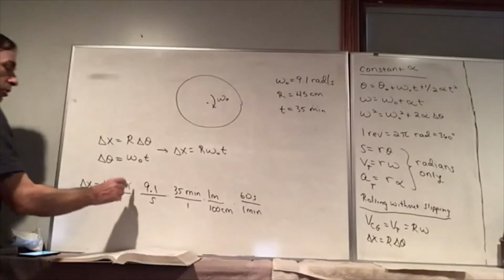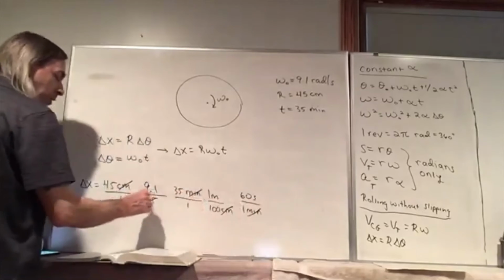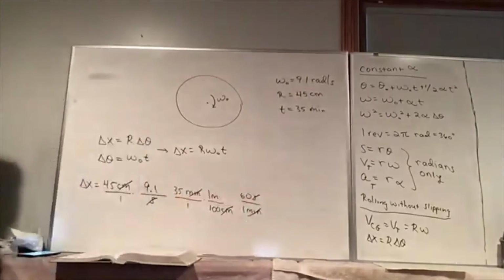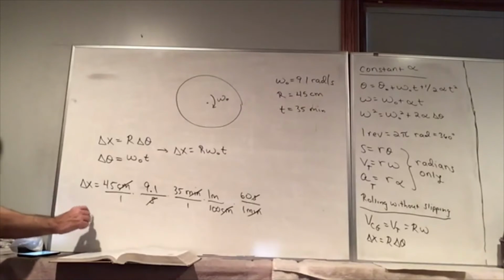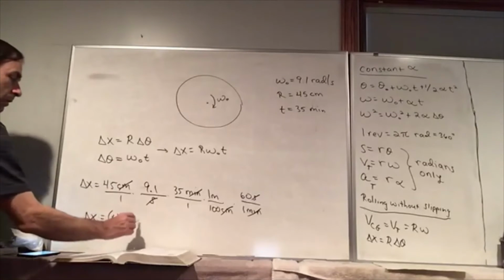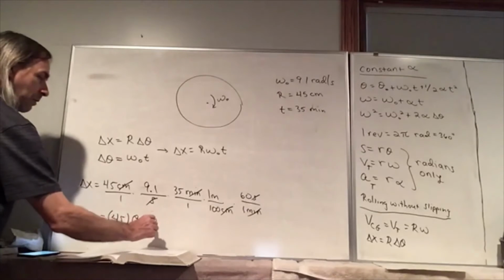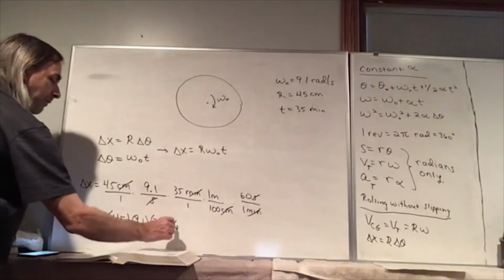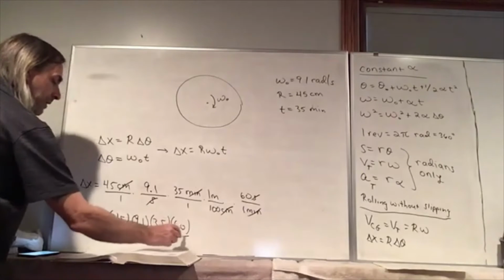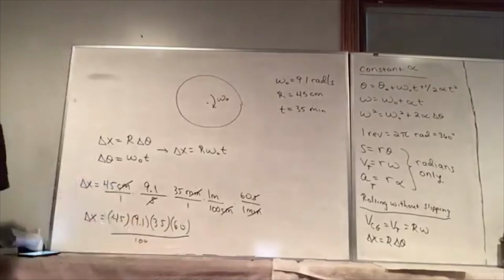So now we'll get our distance. Kind of running out of room here. Let's just cross off the units. I don't like doing that unless I know it's going to work. Makes it hard to fix otherwise. But now we have our distance in meters. So delta x, we have 45, 9.1 times 35 times 60, divided by 100.